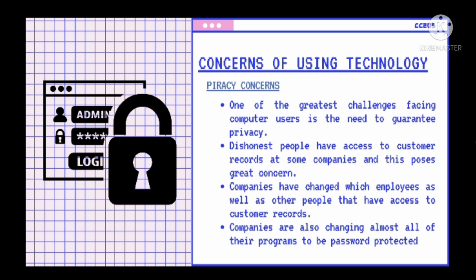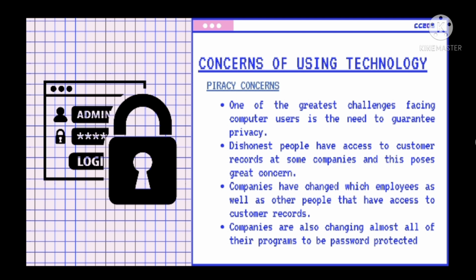One of the greatest challenges facing computer users is the need to guarantee privacy. Dishonest people have access to customer records at some companies, and this poses great concern. Companies have changed which employees as well as other people have access to computer records. Companies are also changing almost all of their programs to be password protected.